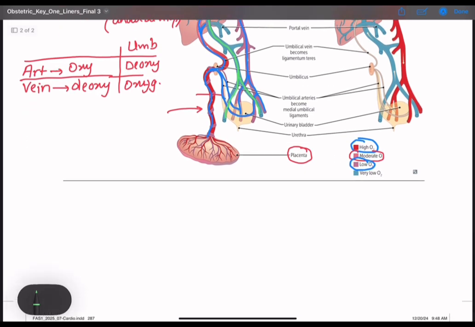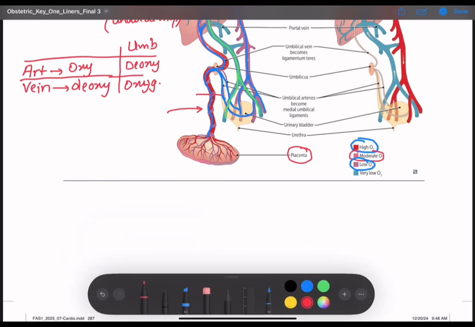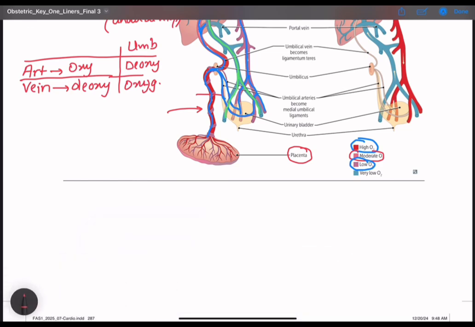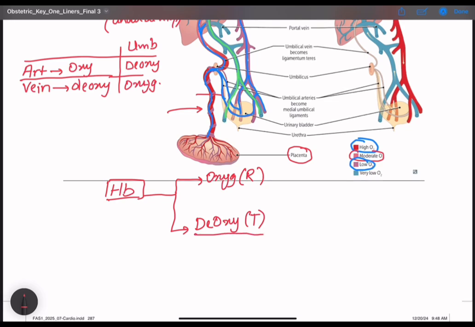Now the question arises, how does low or moderate oxygen fulfill the demands of developing fetus? In order to understand this, we have to understand hemoglobin. Hemoglobin exists in two states: oxygenated state, which is also known as relaxed state, as well as deoxygenated state, also known as tensed state. The stability of deoxygenated state depends on 2,3-BPG. When 2,3-BPG binds tightly with the deoxygenated or tense state, it stabilizes it.